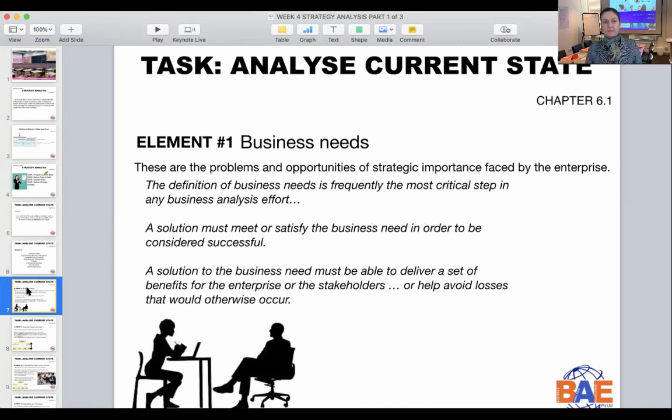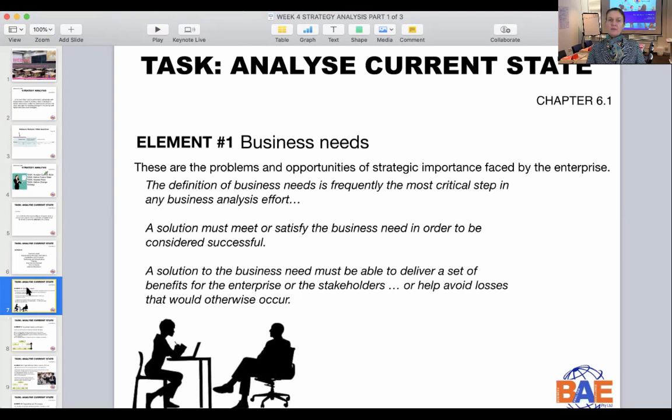These are the problems and the opportunities of strategic importance faced by the enterprise. The definition of the business needs is frequently the most critical step in any business analysis effort, because you don't want to be solving a problem that doesn't really exist or solving only half of a problem. A solution must meet or satisfy the business need in order to be considered successful. A solution to the business need must be able to deliver a set of benefits for the enterprise or the stakeholders, or help avoid losses that would otherwise occur.